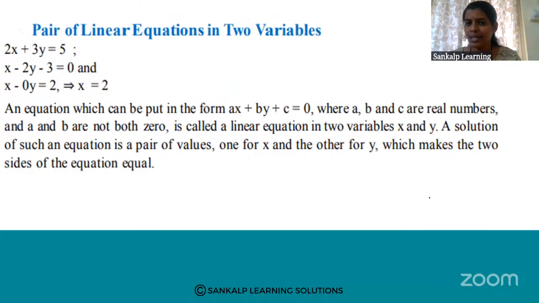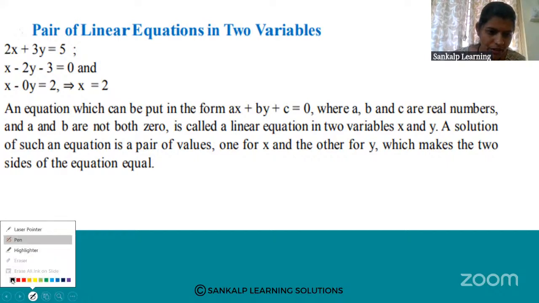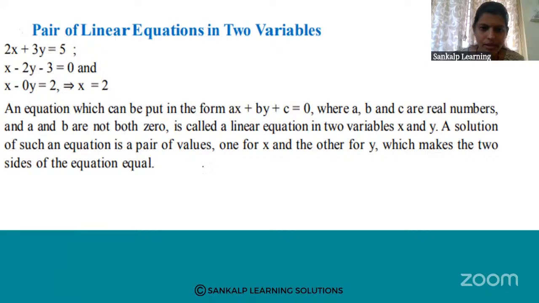Pair of linear equations. So, pair of linear equations in two variables. Already we saw what we mean by an equation with one variable. Now let us look at an equation with two variables. See, if I write 2x plus 3y plus 5u is equal to 0.